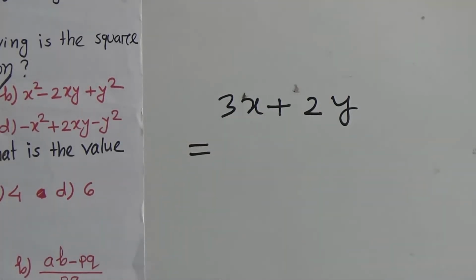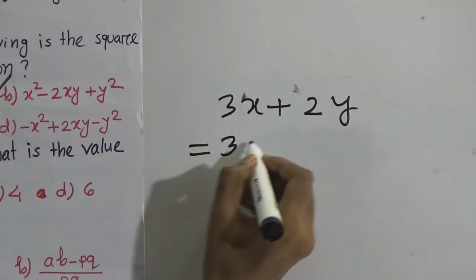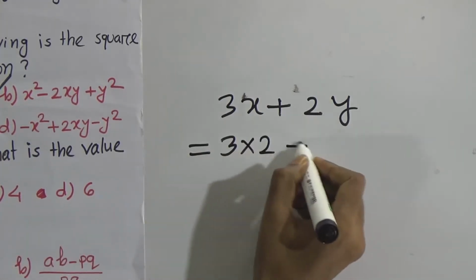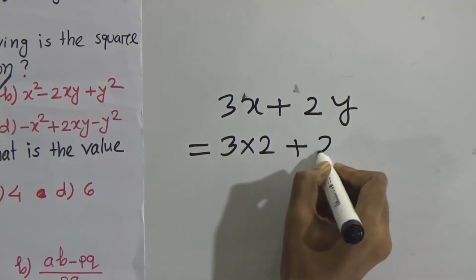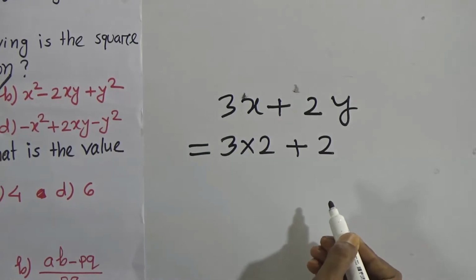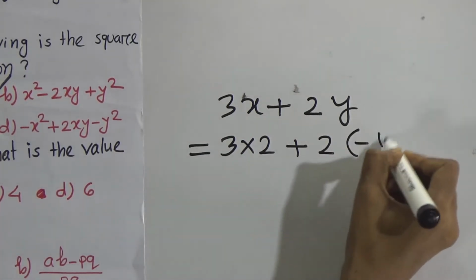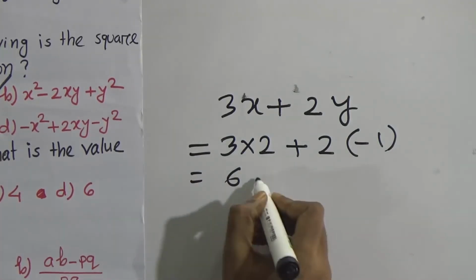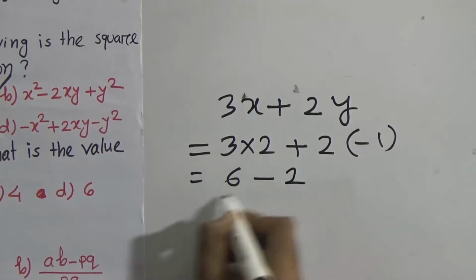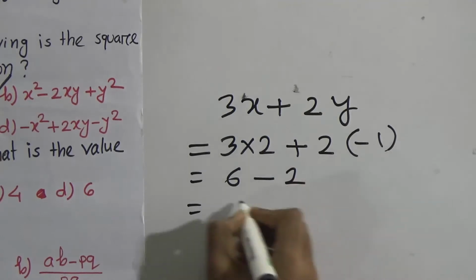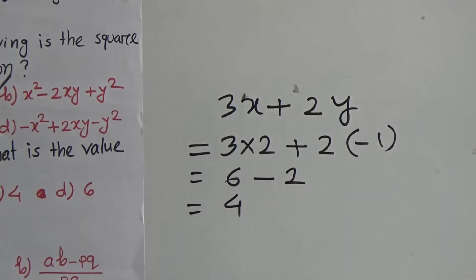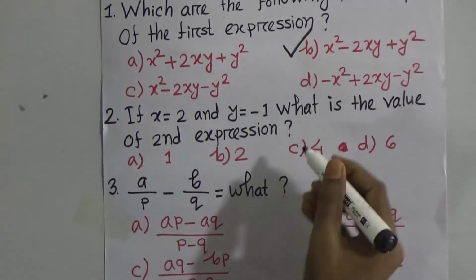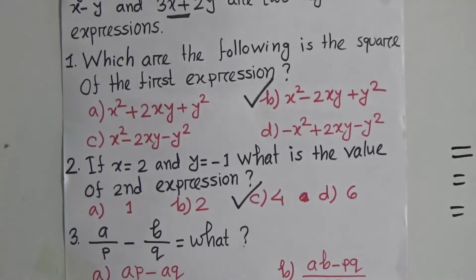x equals 2, so write 3 into 2 plus 2 times the value of y. The value of y is minus 1, so you put minus 1. Now 3 times 2 is 6, plus 2 times minus 1 is minus 2. So 6 minus 2 equals 4. Which one is the correct option? A 1, B 2, C 4. Obviously C, so you give a tick sign.